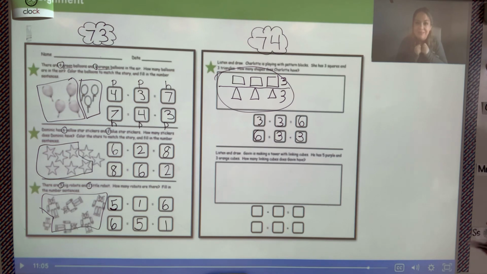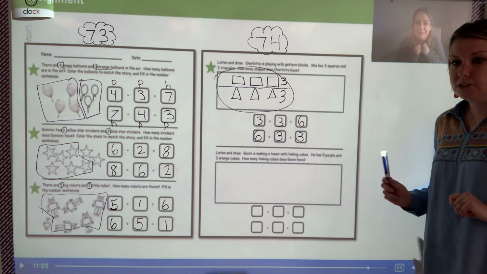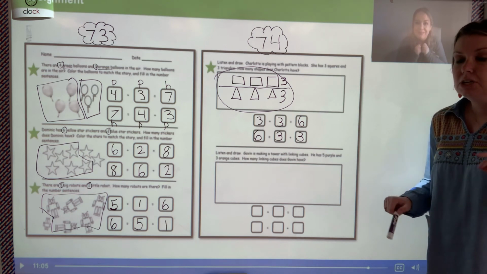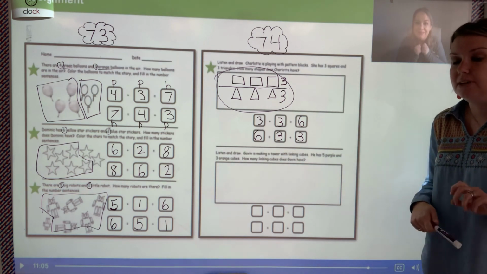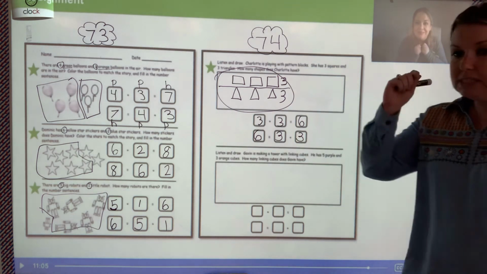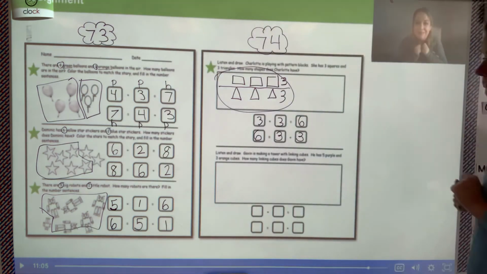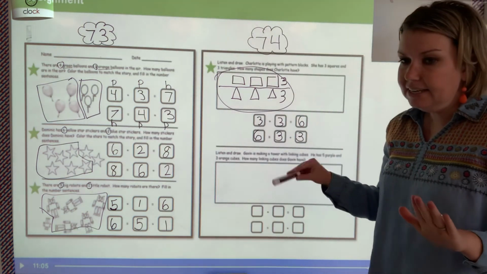Excellent. You're going to do this one all by yourself. I'm going to read it to you. You're going to do it on your own and then take a picture and submit it to me. So turn those listening ears on because we're not going over this one. Listen and draw.